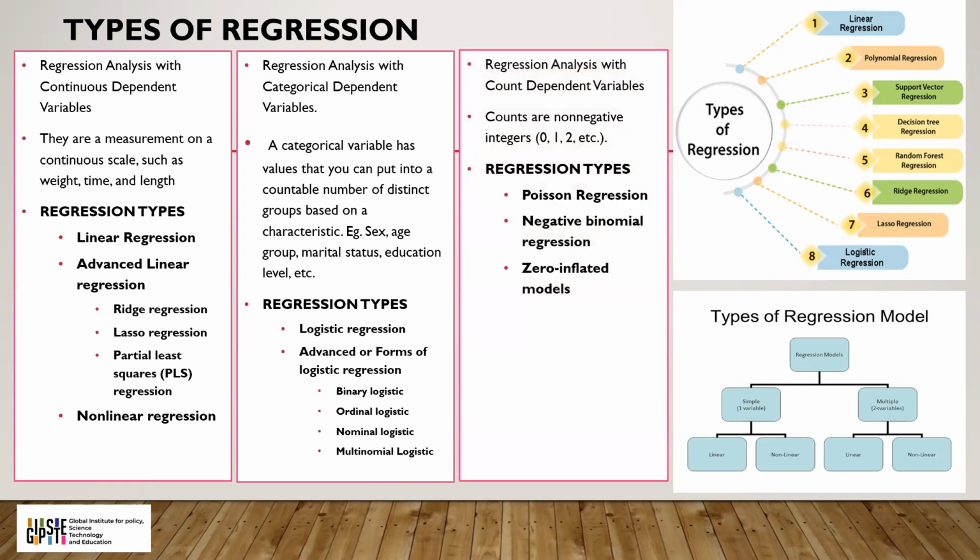Then we also have regression analysis with count dependent variables. Counts are non-negative integers from 0, 1, 2, 3 up to infinity. So regression types under this category, we have the Poisson regression, and we also have alternatives to the Poisson regression because there are some data that may violate the Poisson assumptions, but still follow non-negative integers. Some of them include the negative binomial regression, and we have the zero inflated models. So let's get into them.